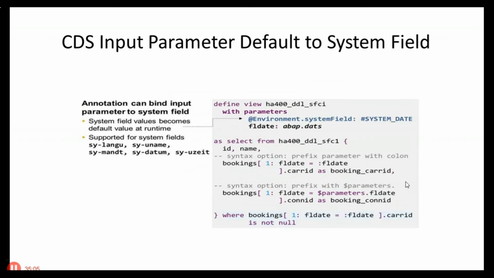So CDS input parameters default to system fields. These are the system fields. So a couple of fields we can make use of in the parameters. So we have sy langu. When sy langu is equal to so and so, only then extract the data. Sy uname is equal to so and so, extract data. So something like that. We can put these conditions here.